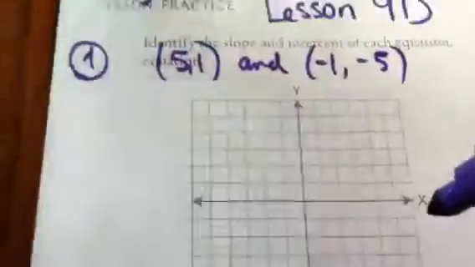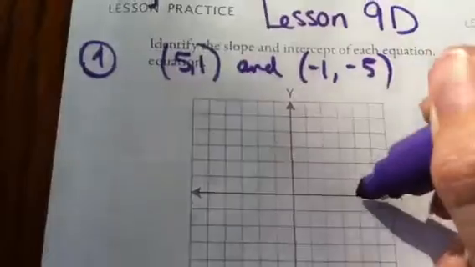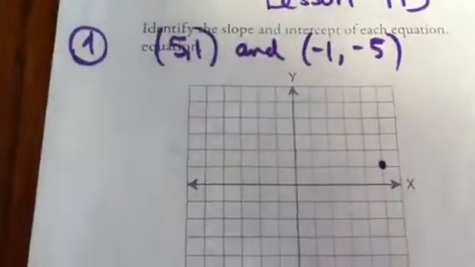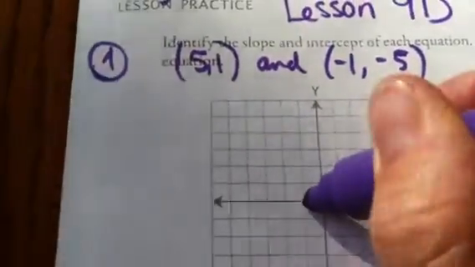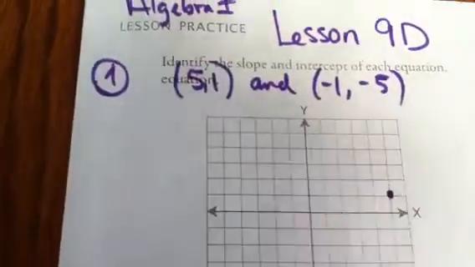So before we can do anything, you've got to be able to plot. Let's go here and see if we can do this. 1, 2, 3, 4, 5, and then up 1. So you should be right there. And then your other point is -1, -5. So I'm going to go over 1 and then down 5. 1, 2, 3, 4, 5. So we've got this right here.